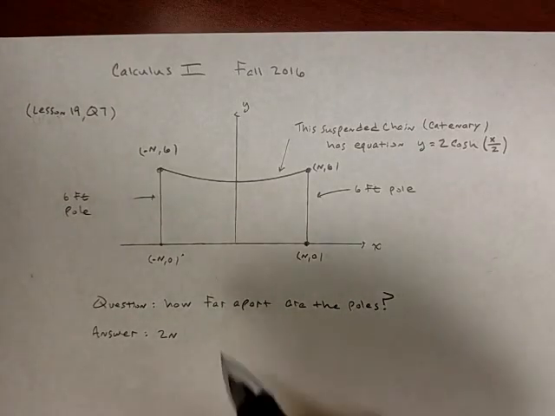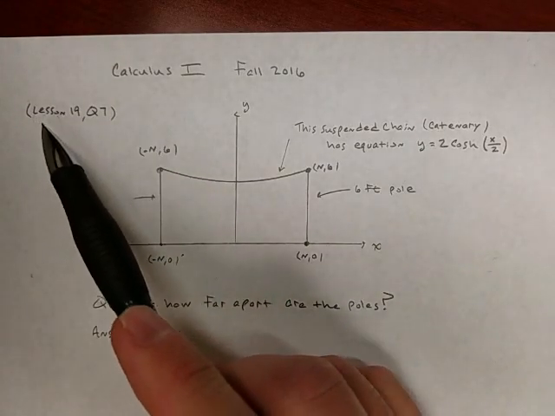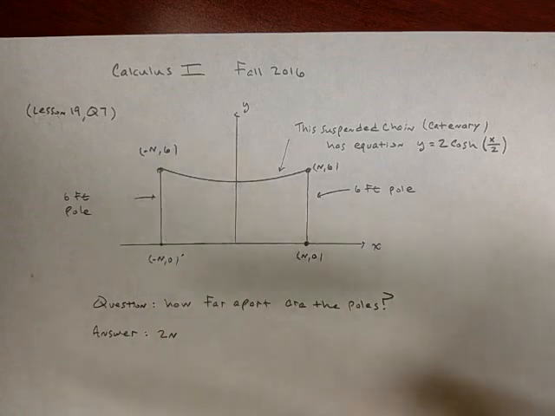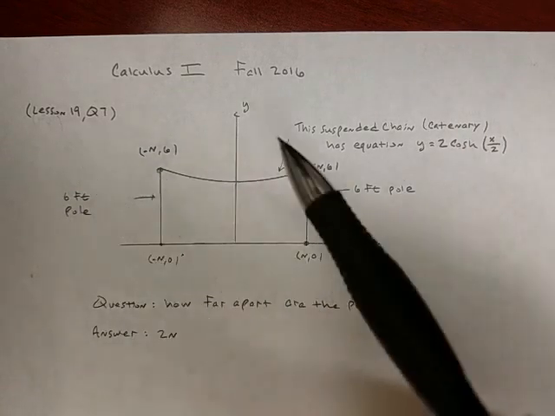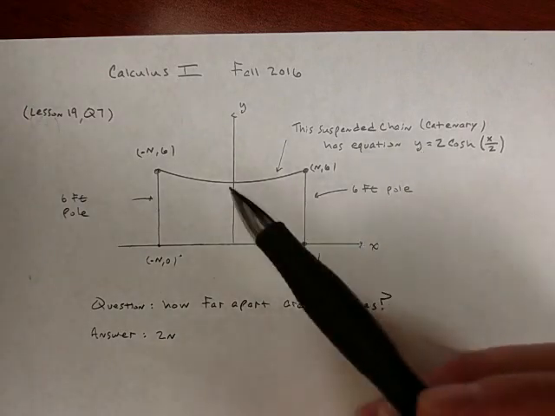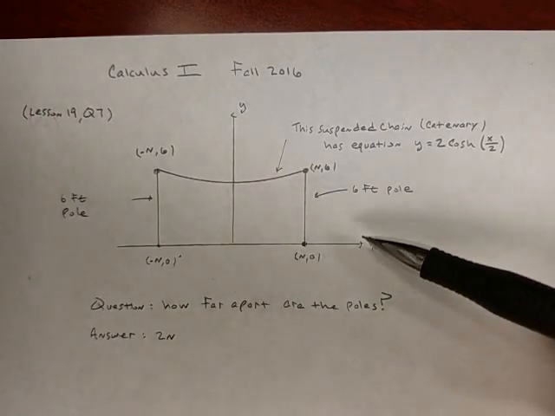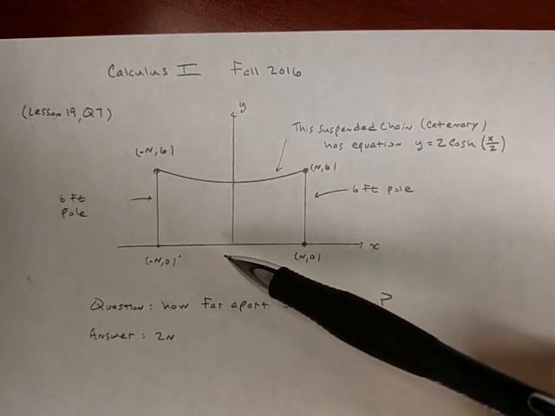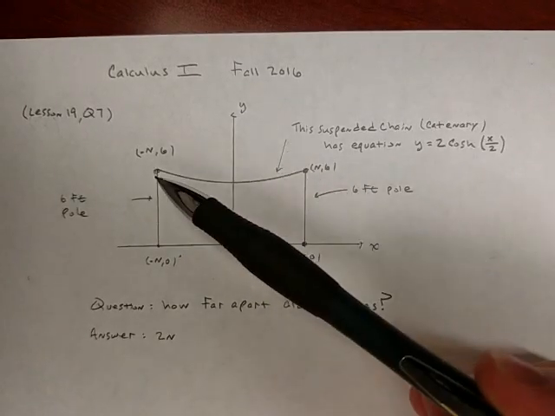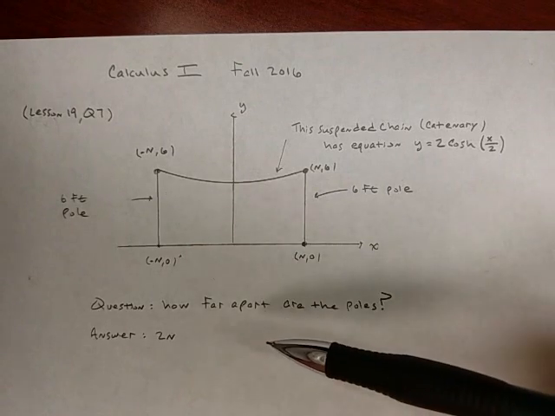Here's another example from what for us would be lesson 19, question 7. And you can read the question on the lesson, but here's what it says. We have a chain that's suspended between two poles. And naturally, it would dip down like that.